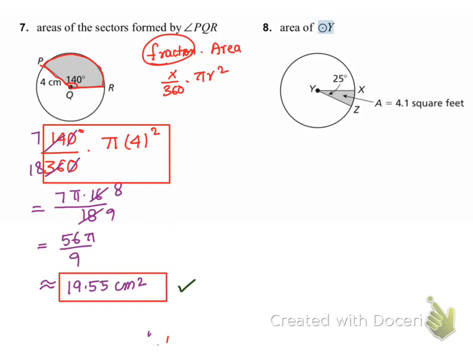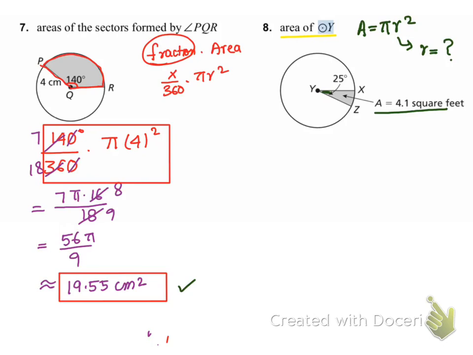What you're supposed to find here is the area of circle y. You have to find the area of circle y, so it means you need to have, what's the area formula? That is pi r square. You need to have r. Do you have r given here? When you look, you don't have r. You have the sector area here, you have this angle here, but r is not given. It means we have to work for r.